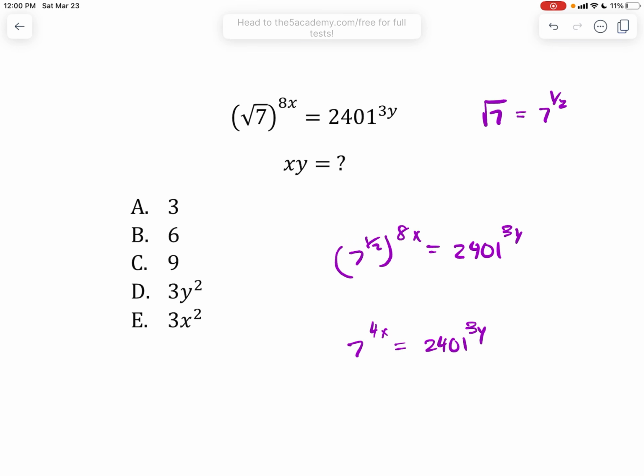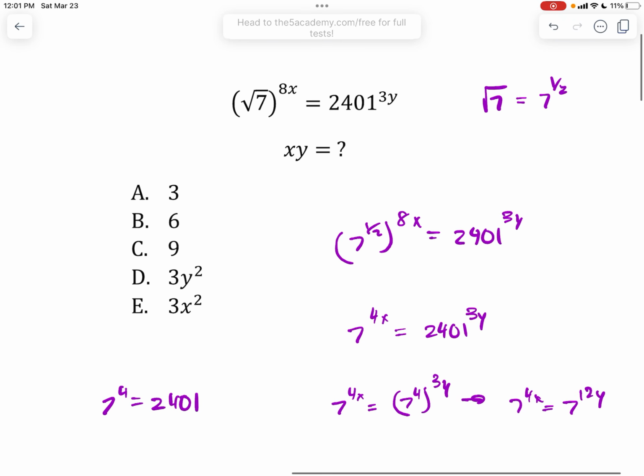You'll notice the same thing here, actually. I think 2401 is an exponent of 7. So I think 7 to the 4th? Yes, 7 to the 4th is equal to 2401. So what I'm going to do here is just rewrite this as 7 to the 4th. 7 to the 4x is equal to 7 to the 4th all to the 3y. Now let's do the multiplication of exponents again. So we end up getting 7 to the 4x is equal to 7 to the 12y.